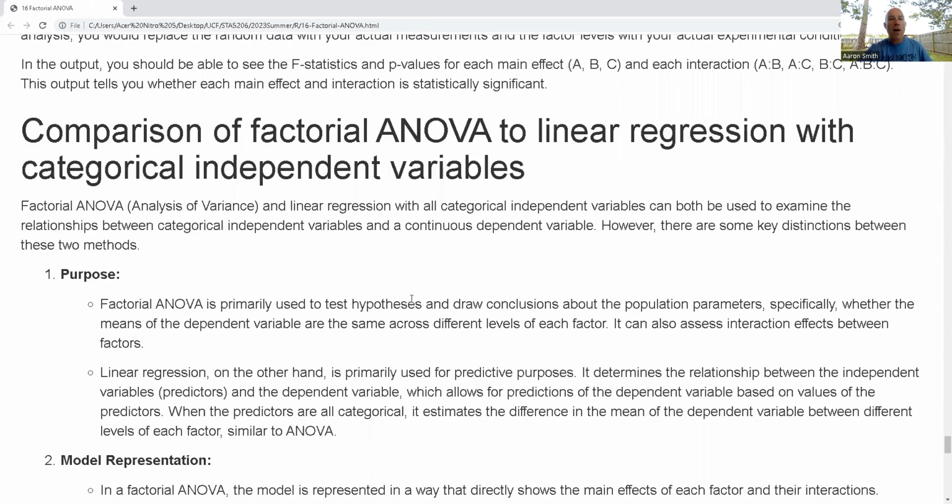All right, so now let's talk about approaching the same problem using linear regression instead of factorial ANOVA. So really, we can approach the same problem in two different ways. We can either use ANOVA or we can use linear regression with dummy variables. Factorial ANOVA and linear regression with all categorical independent variables can both be used to examine the relationship between categorical independent variables and a continuous dependent variable. However, there are some key distinctions between these two methods.